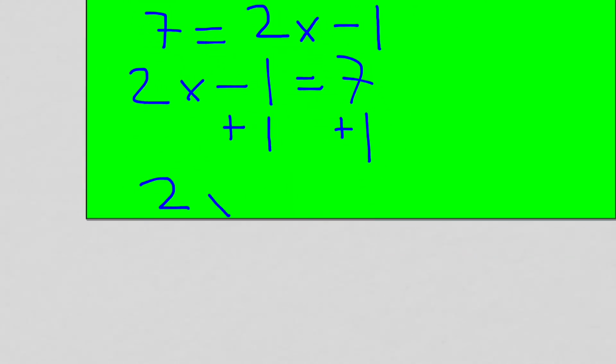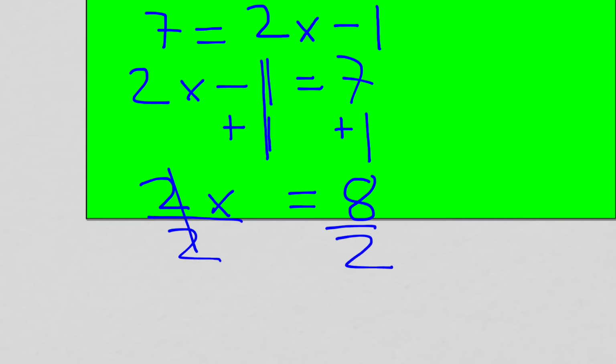Well, we still have 2x, but minus 1 plus 1 goes away, equals 7 plus 1 is 8. What we're left with now is a multiplication equation. 2 times x equals 8. Well, to solve a multiplication equation, we divide both sides by 2. 2 divided by 2 is 1x. 8 divided by 2 is 4, or x equals 4.